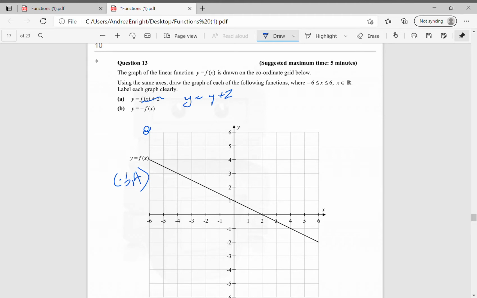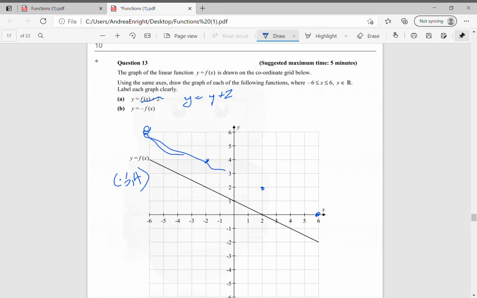Move this y value up 2. Move this y value up 2. Move this one (-3). Actually, you don't need to move them all because they're not all exact. I'll only move the ones that are exactly on a square. So this one's exactly on a square, so it goes up 2. This one's exactly on a square, so it goes up 2. And this one's exactly on a square, so it goes up 2. Then you get your ruler and draw it.